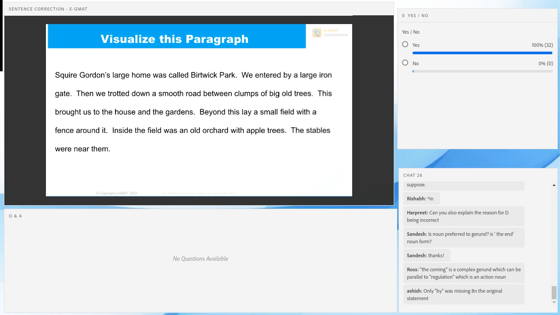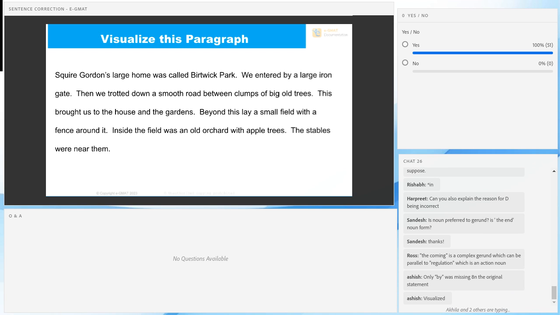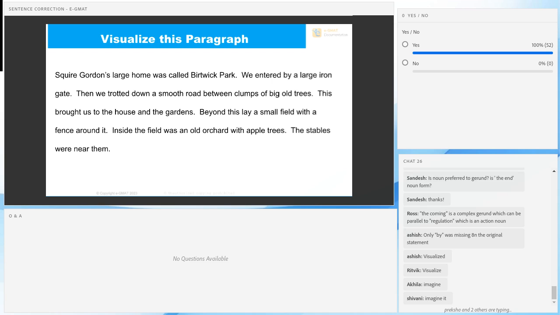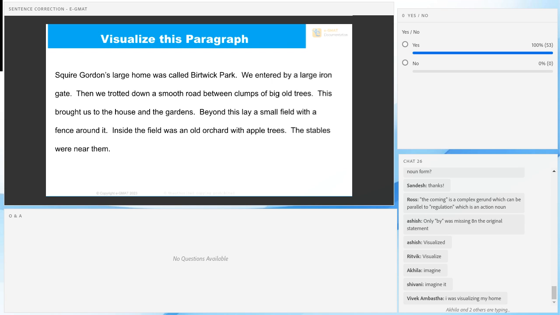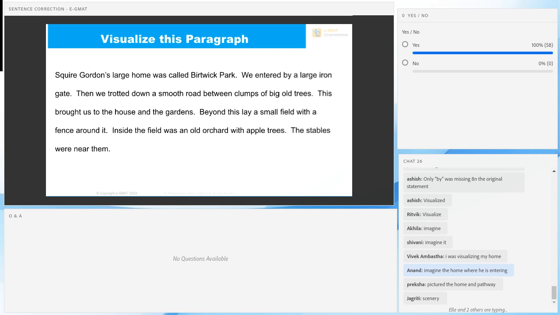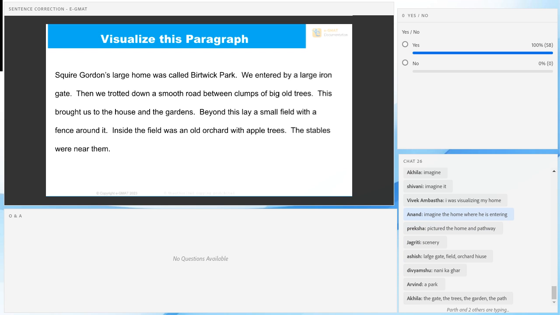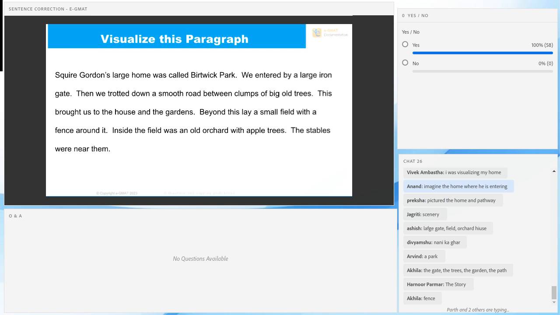Okay, how was it reading this part? As you read this, what did you do? You visualized. What did you visualize? You imagined. Yeah, I was visualizing. That's nice, Vivek. Okay, pictured the home, the pathway, the scenery. It was nice, right? Nani ka ghar. That's interesting. Yeah. Okay. A park. Yeah. So it's a nice segue, right?